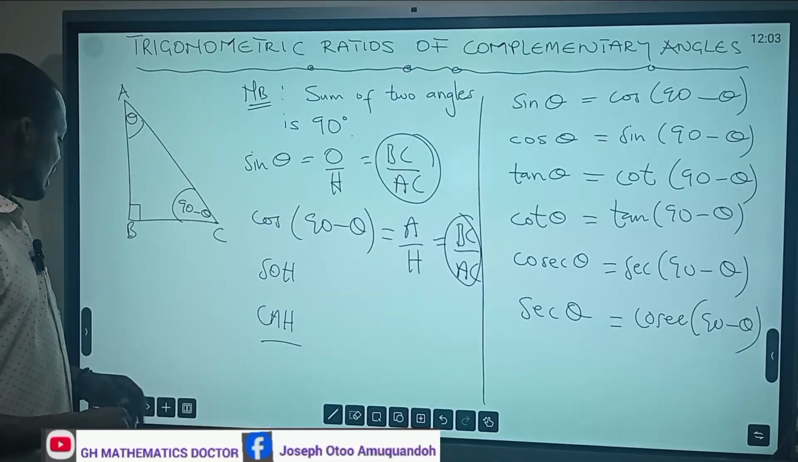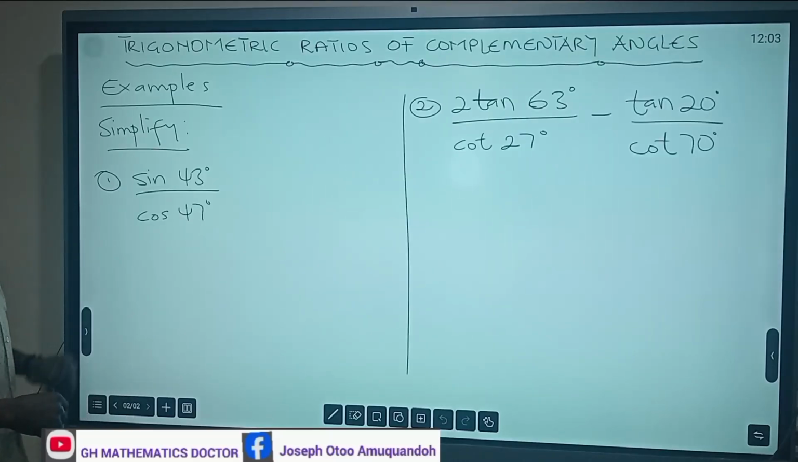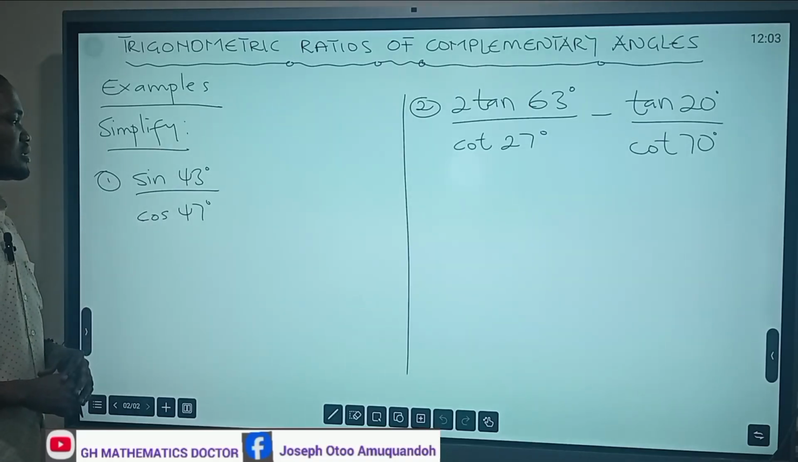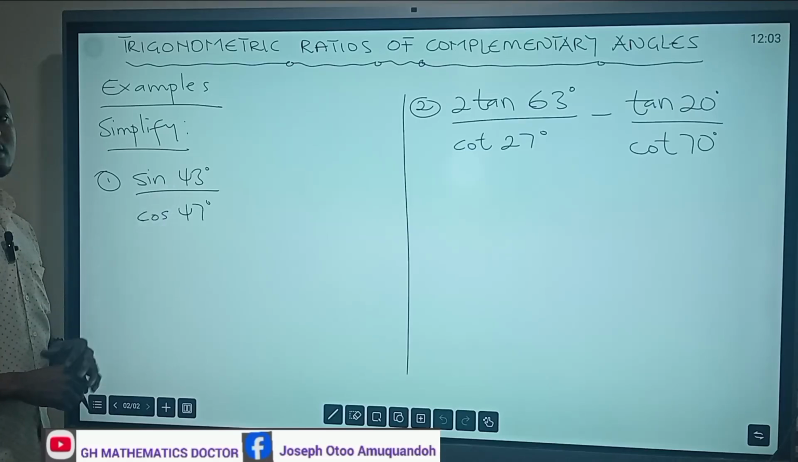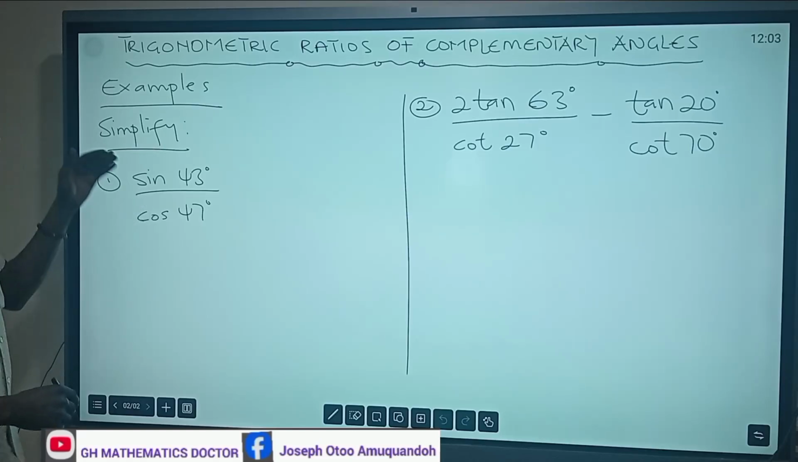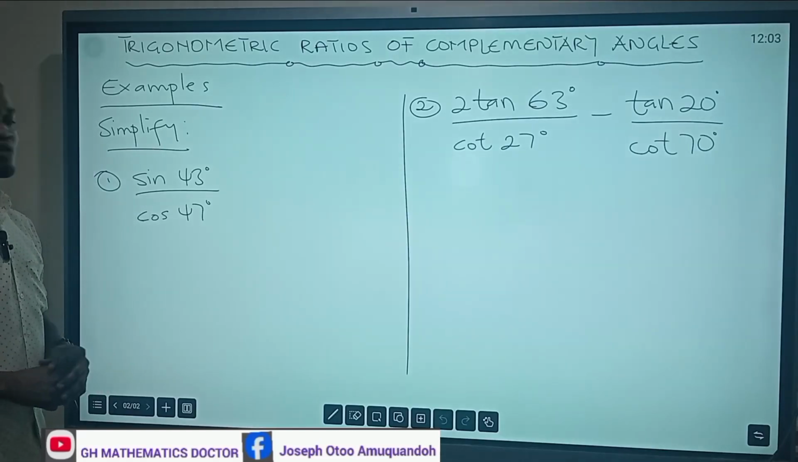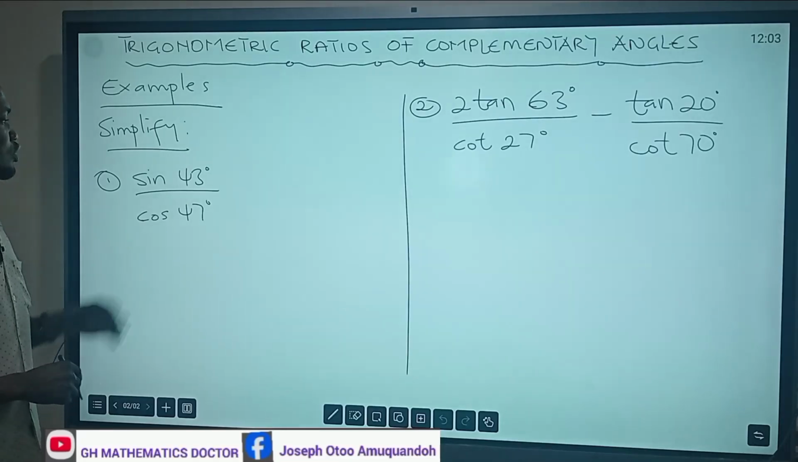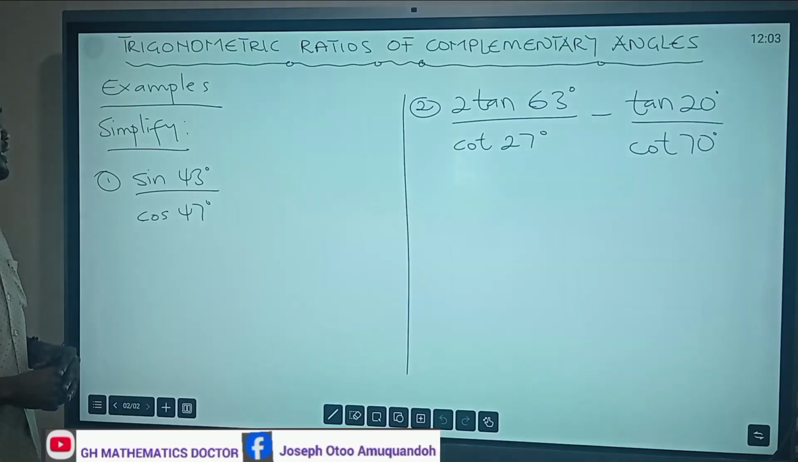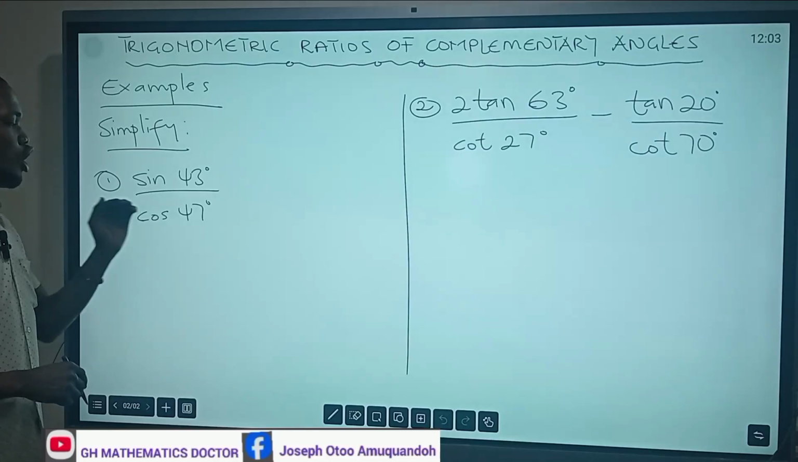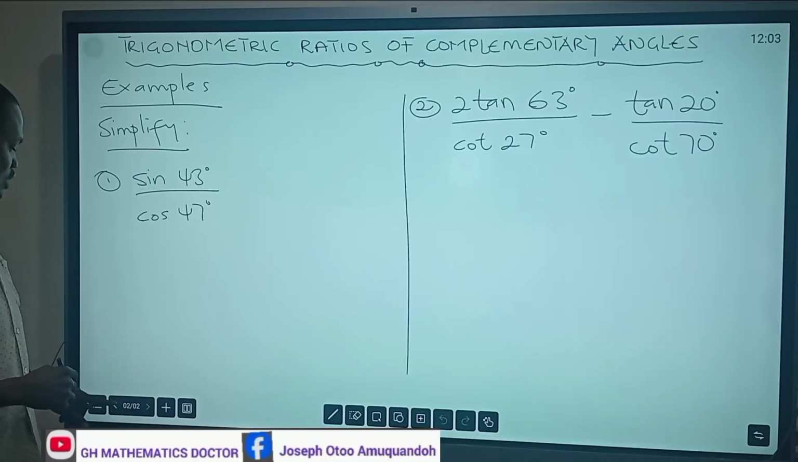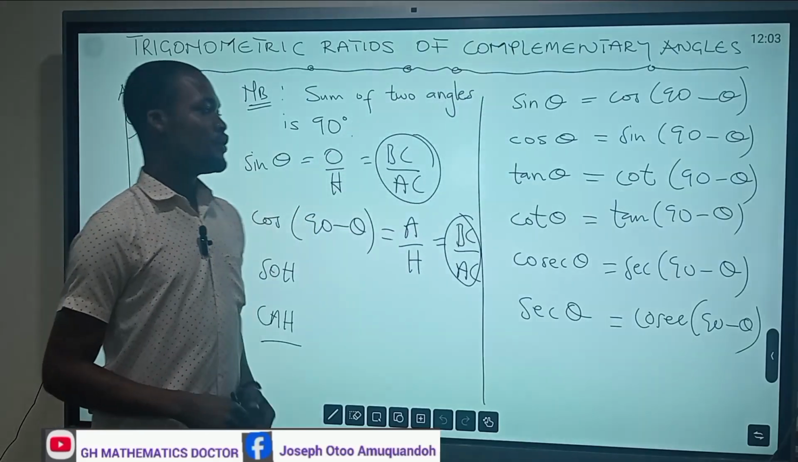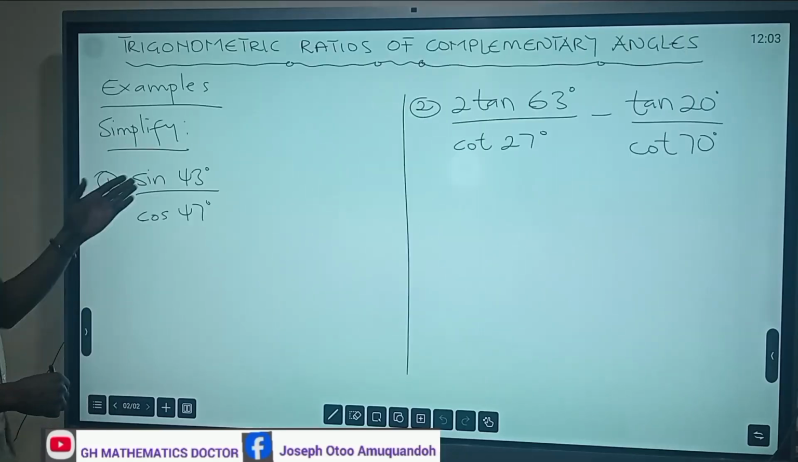Now let's apply this in our example. Let's take this example. We are asked to simplify sine 43 degrees over cos 47 degrees. In relation to this, we always get the numerator and denominator angles adding up to 90 degrees. The relationship between the ratios given will also tell you that they have a common relationship. If you want to solve this, you need to change either the numerator or the denominator to correspond to the other ratio. So we are going to apply the concept of these trig ratios in solving our example.